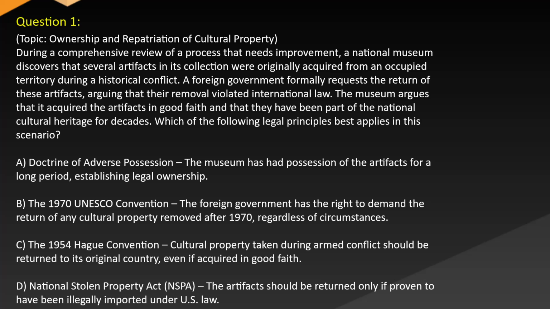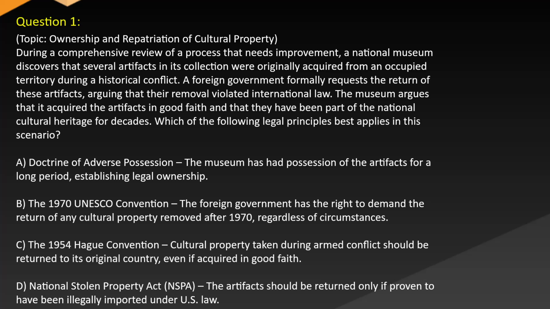Question 1. Topic: Ownership and repatriation of cultural property. A national museum discovers that several artifacts in its collection were originally acquired from an occupied territory during a historical conflict. A foreign government formally requests the return of these artifacts, arguing that their removal violated international law. The museum argues that it acquired the artifacts in good faith and that they have been part of the national cultural heritage for decades. Which of the following legal principles best applies in this scenario?